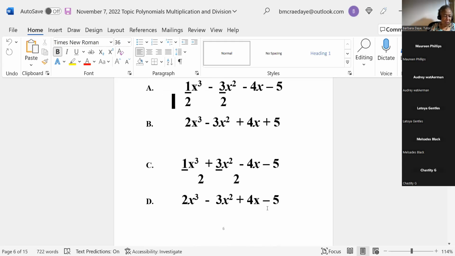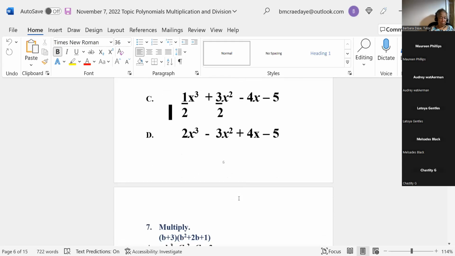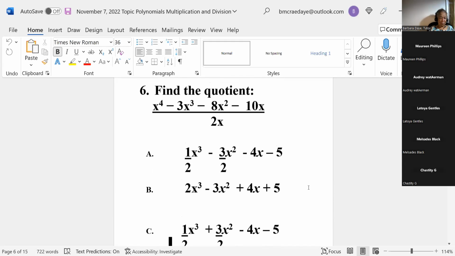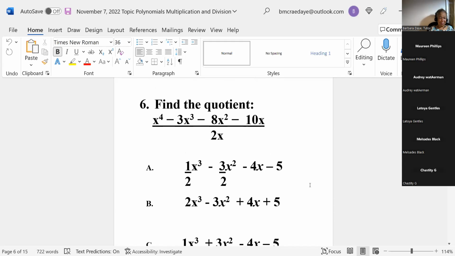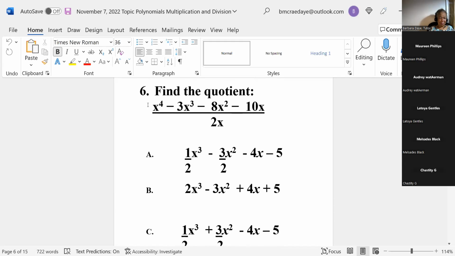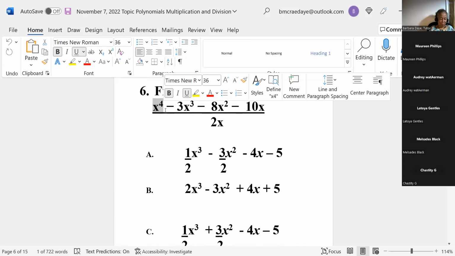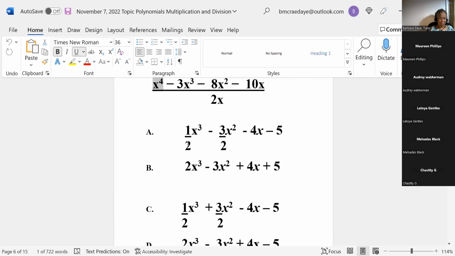And what did you get, Latoya, when you did that? So when you divide, you subtract the exponents. That's what you have to always remember. And you gotta know your signs too. That's right. So when I did it, I said x to the 4th divided by 2x. The x is 1. So 4 minus 1 gives you x to the 3rd.